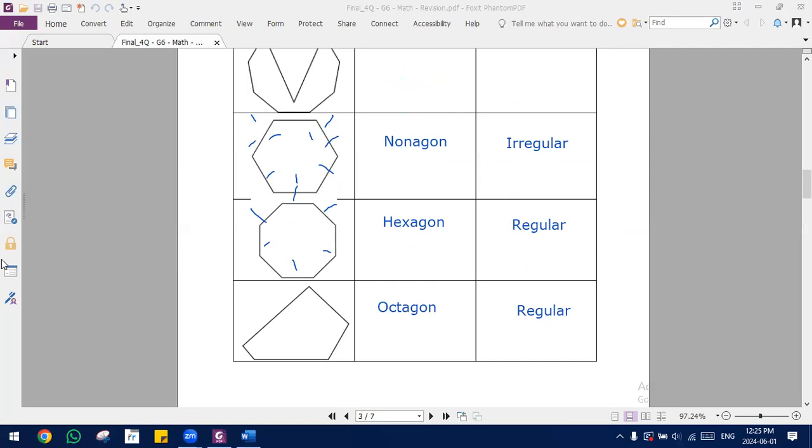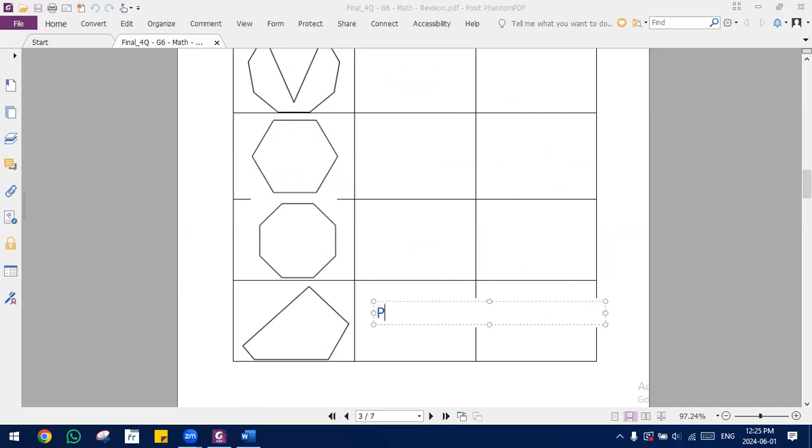Then, last shape we have, count the sides 1, 2, 3, 4, 5. 5 sides, what do we call it? Pentagon. Is it regular? No. Irregular.